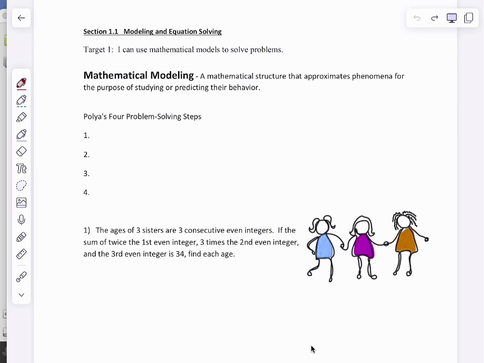He's not like from 2,000 years ago. I can look him up. I can't remember how old he is, but he's from the last 100 years. So his first step is to understand the problem, which sounds easy enough.